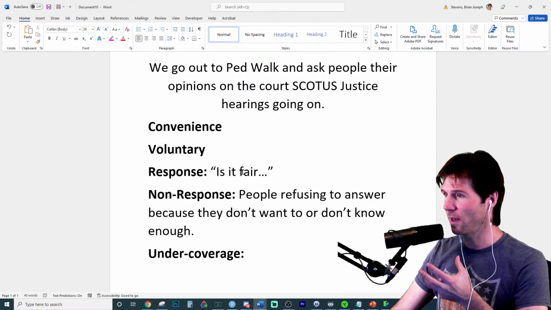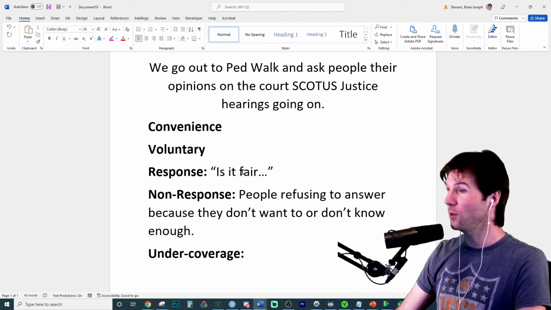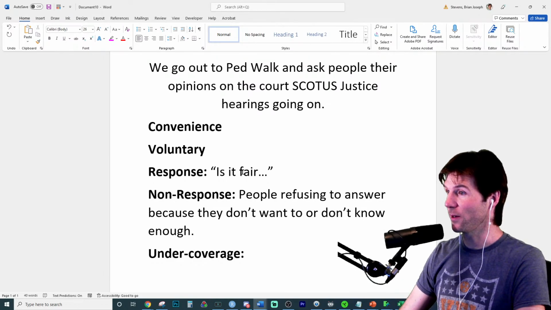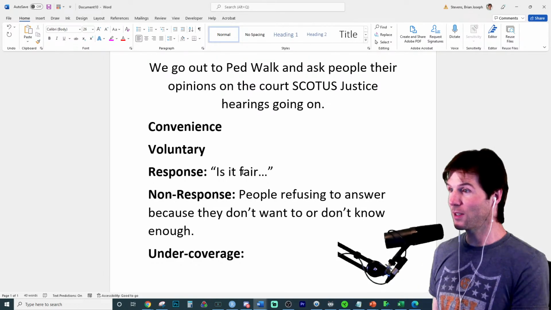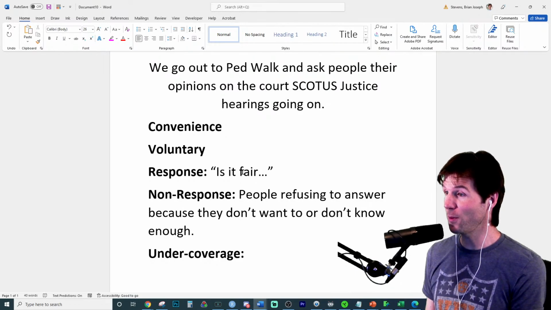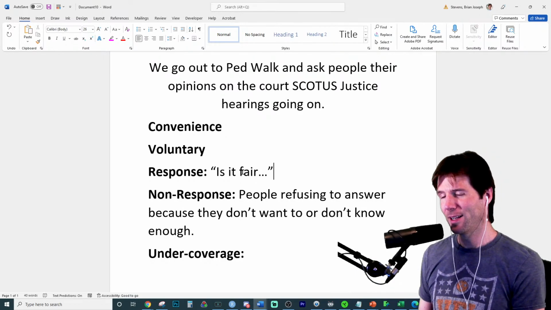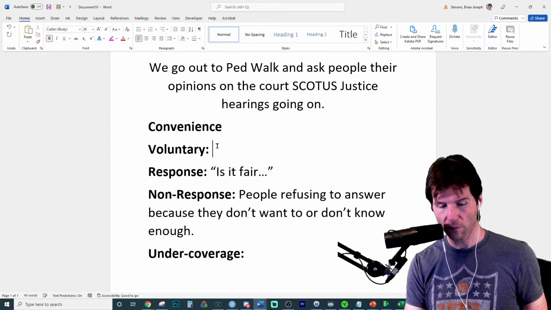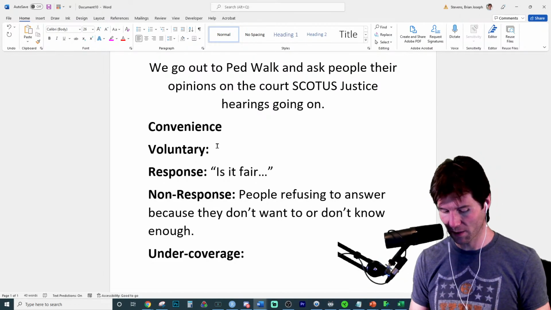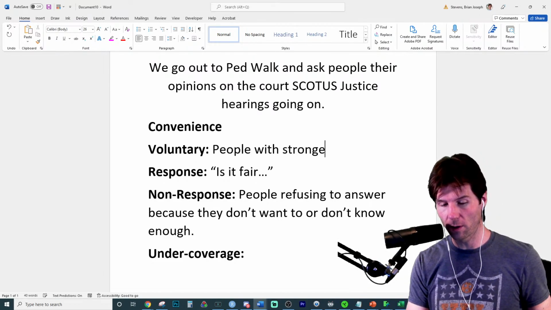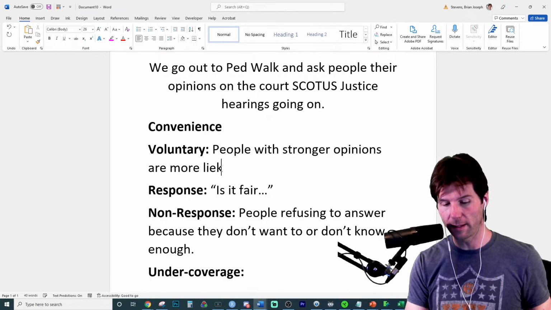We'd go up to someone and say, what do you think about the current Supreme Court justice hearing? And they'd say, there's one going on? We'd say, well, yes, do you have opinions on it that you would like to share? Now the problem is we're probably going to see some voluntary bias. People with stronger opinions are more likely to give them.